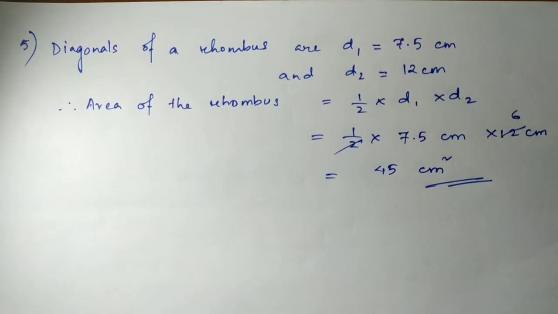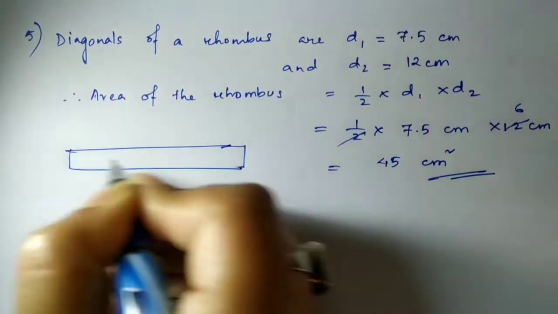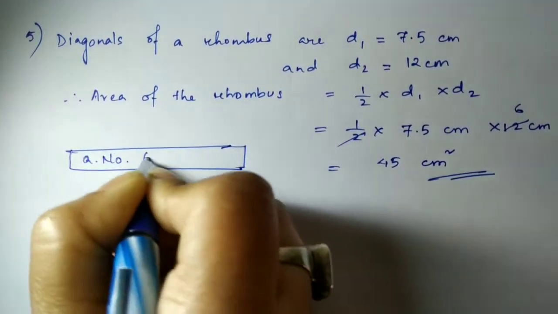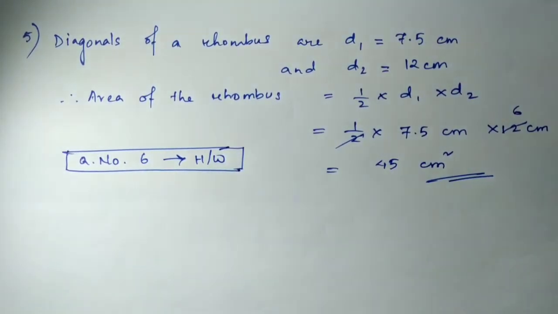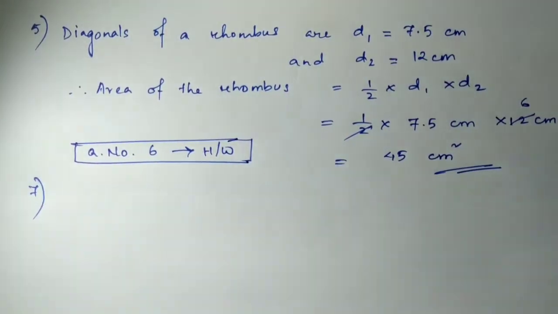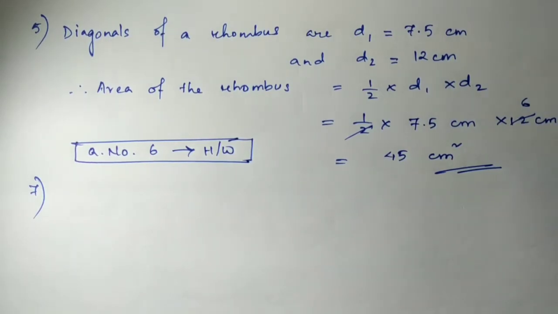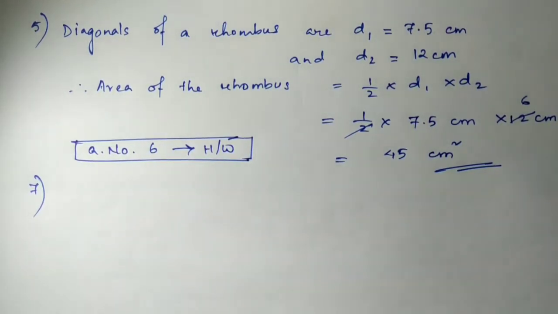So this is another formula for the area of the rhombus. Okay, so after this, question number 6 will be your homework. This will be your homework, and we will move on to question number 7. So what is given in question number 7? Let's see this. What is given is that the floor of a building consists of 3000 tiles which are rhombus shaped, and the diagonals are 45 centimeter and 30 centimeter in length.